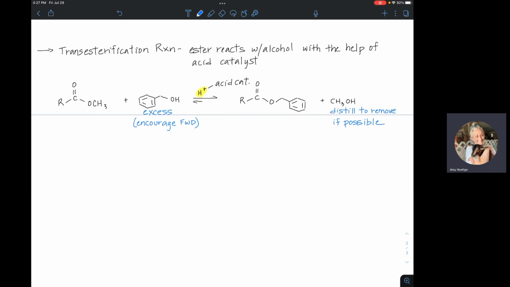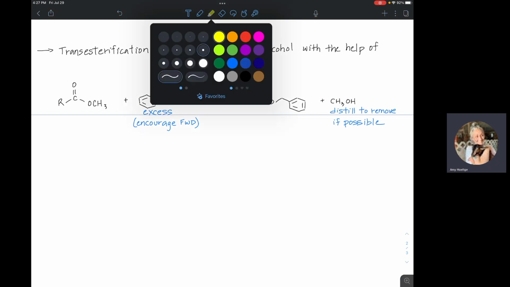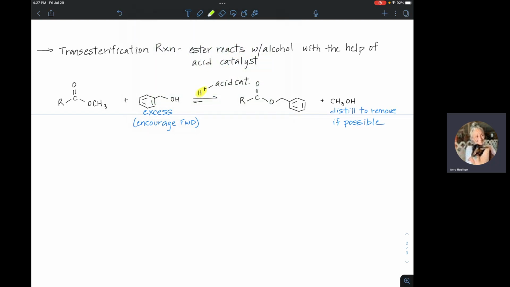So this, again, will follow the same mechanism as the hydrolysis. You'll use an excess of your nucleophile to help shift your equilibrium to the right. You can also, if possible, remove your product alcohol. So all you've done is create a totally different ester. Let me highlight here in just a different color. This right here ends up being, after protonation, your leaving group, right? There it is.